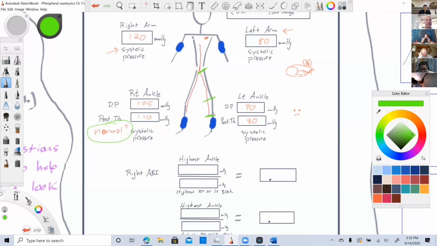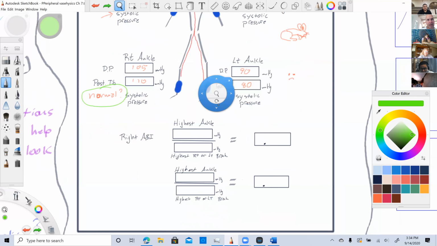So this has given us information that says there is disease and it's in the left side, but we really don't know. We don't know that that one is there where I put it. We don't know over here if it's here, here, here, or here. We just don't know. But we know there's something going on. Okay, so let's fill these numbers in. I just made these numbers up, so I'm going to pull my phone out. Let's see. Right ABI, highest ankle. Okay, well, that was 110.